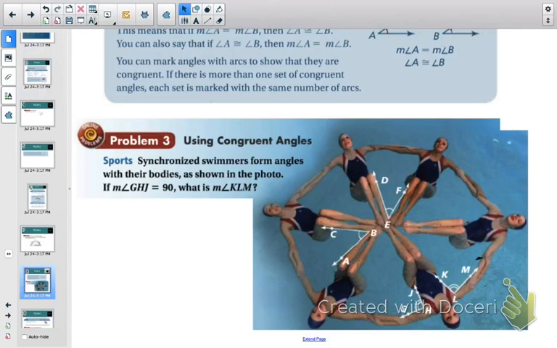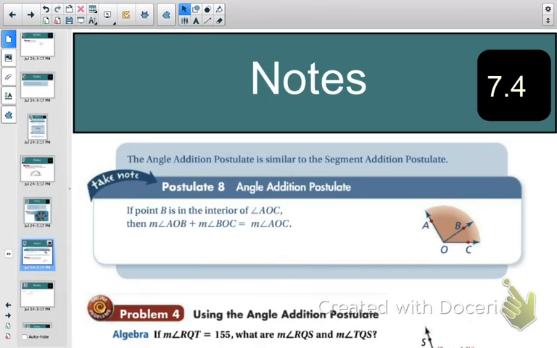Okay, so this says synchronized swimmers form angles with their bodies. If the measure of angle GHJ, so that's this one, is 90, what is KLM? Well, we know those are congruent, so that tells us that the measure of angle KLM is also 90 degrees. Hooray, we did it.